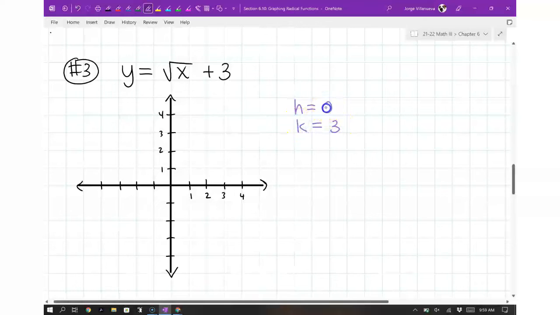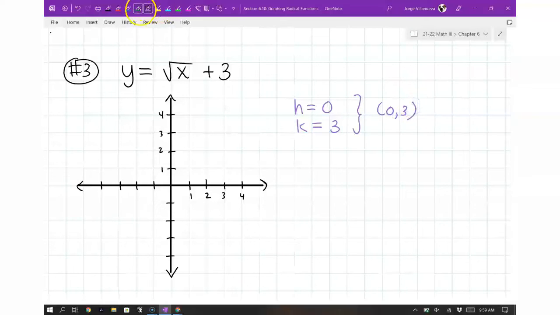So do you understand why it's a 0? Do you guys get it? It's a 0 because H has to be inside of the square root. There is no number inside the square root. Therefore, H is 0. The number on the outside is always your K. That one's outside of your square root. So that's why K is 3. So my point is 0, 3. So let me put a point right there. 0, 3. There it is.